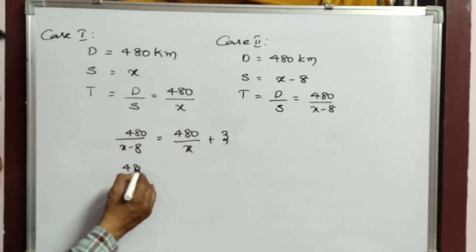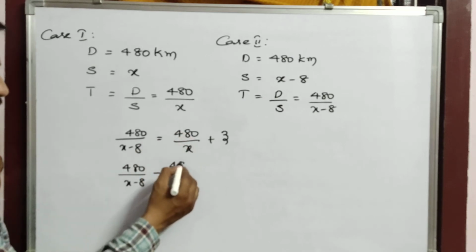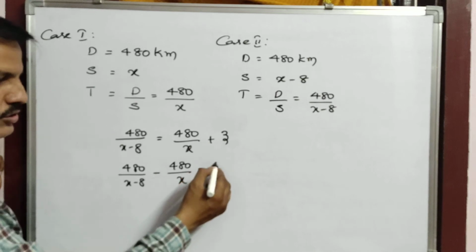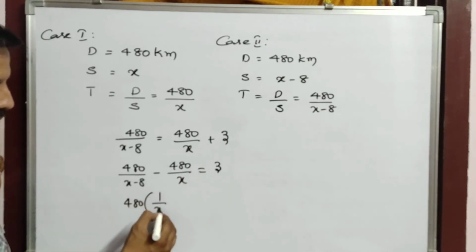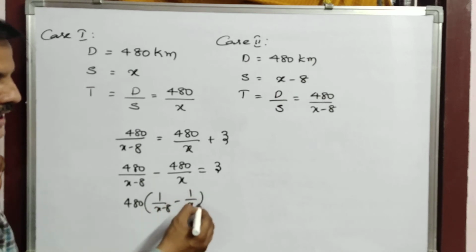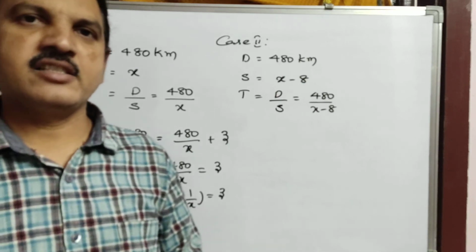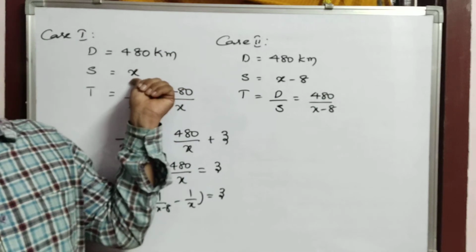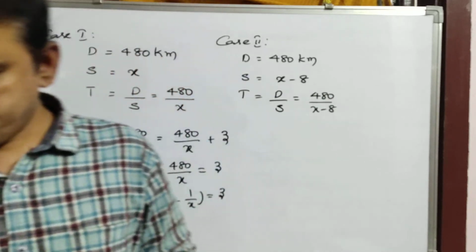Then bring everything to this side. See, 480 by x minus 8 minus 480 by x equals 3. So if you take 480 common, 1 by x minus 8 minus 1 by x equals 3. Okay children, if you solve this equation, you send 480 here and solve for x, then you will get the value of x. That means you will get the speed. Is it clear?